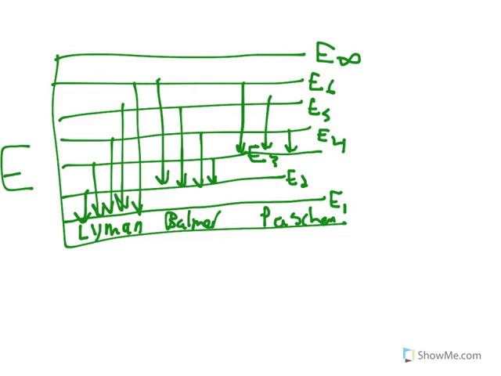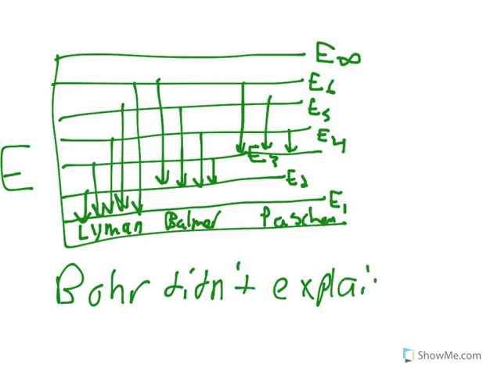And as a final note, the Bohr model does not explain the spectra of atoms with 2 or more electrons. It only explains one electron system, such as a hydrogen atom. It also does not explain chemical behavior.